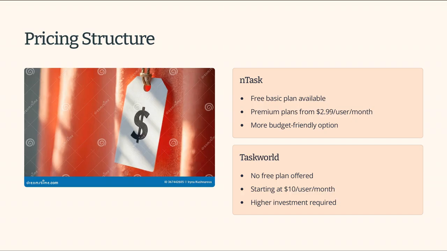and nTask offers a free basic plan, and its premium plans start from $2.99 per user per month. Taskworld, on the other hand, doesn't have a free plan. Its pricing starts at $10 per user per month. For budget-conscious teams, nTask seems to be a more affordable choice.